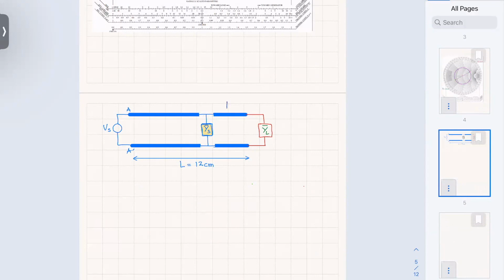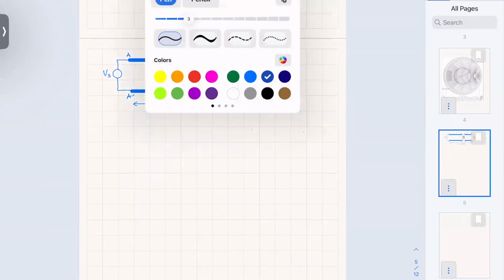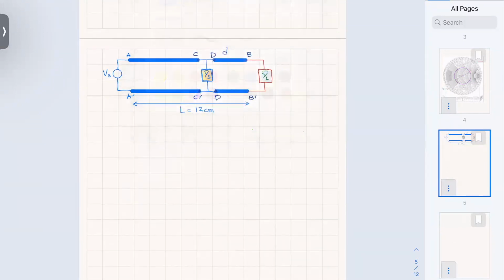And now I know that I have to move by a distance, but I don't know how much this distance is. I have to move until I meet this YS. So if I assume that this is my A prime, this is B prime, this is C prime, and this is the other end of the line, D prime, okay?